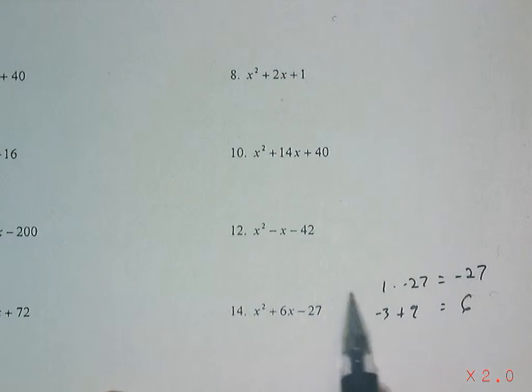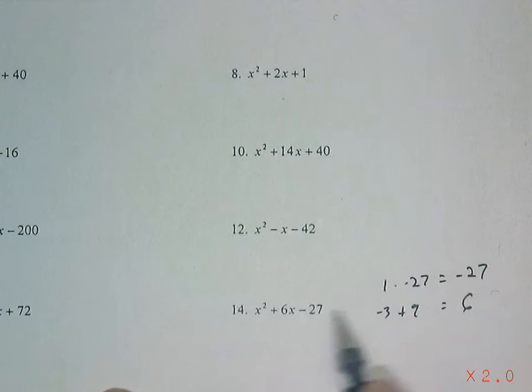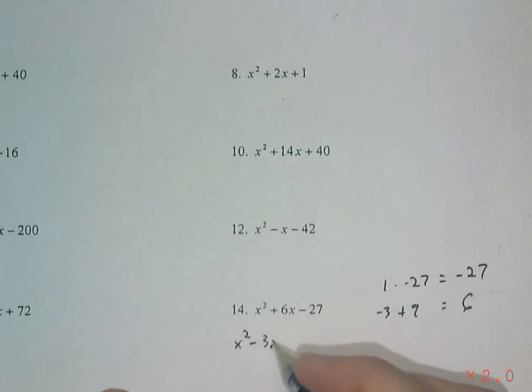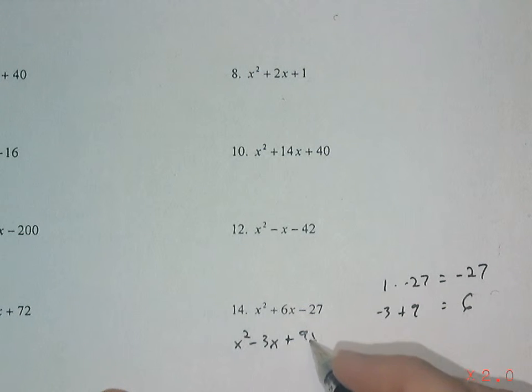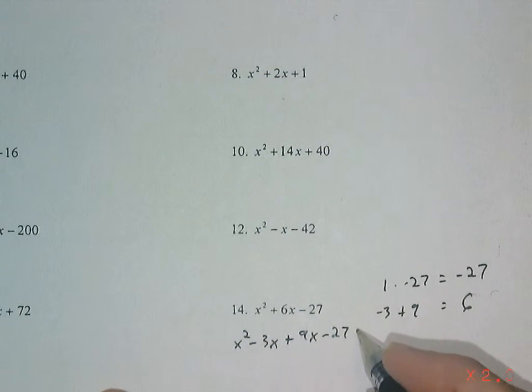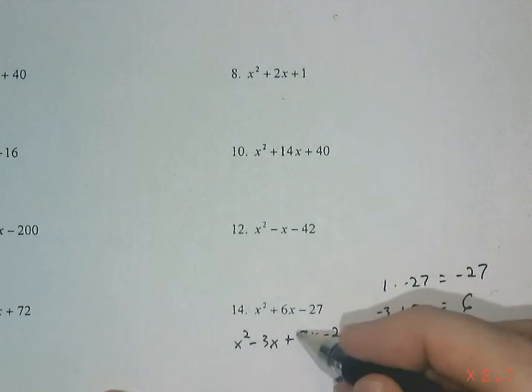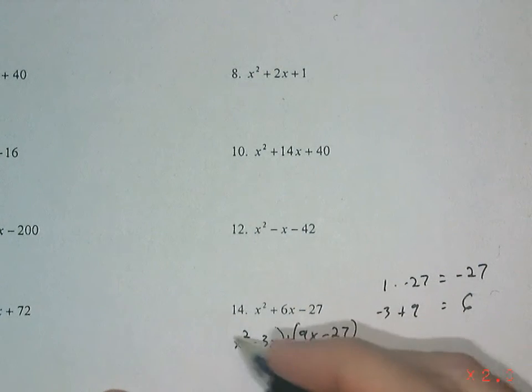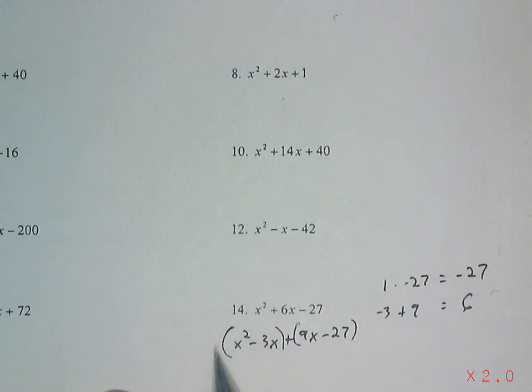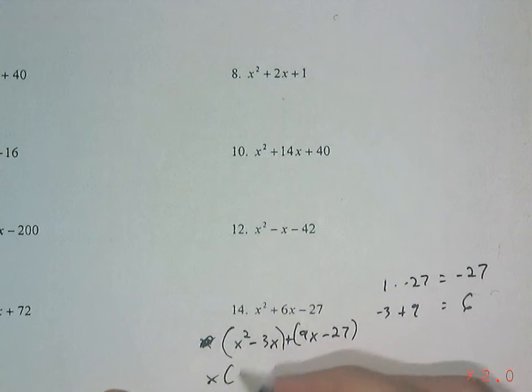So that's going to be my two x terms that I'm going to have here, a negative 3x and a 9x. Now 9 I know goes with negative 27 really well, so I'm going to stick that one next to the negative 27 when I rewrite this. So x squared minus 3x plus 9x minus 27. That's it rewritten. So now I'm going to group them.